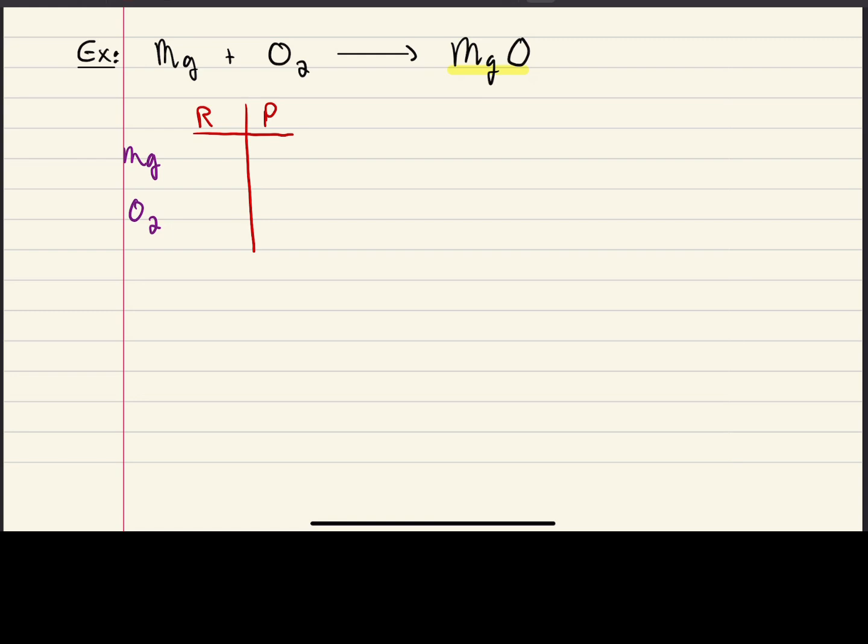On the reactant side, we see that there is one magnesium, and on the product side, there's also one. So far that looks good. For the oxygen, there are two oxygens on the reactant side, and there is one on the product side. So if there's anything that does need balancing, it would be the oxygens.